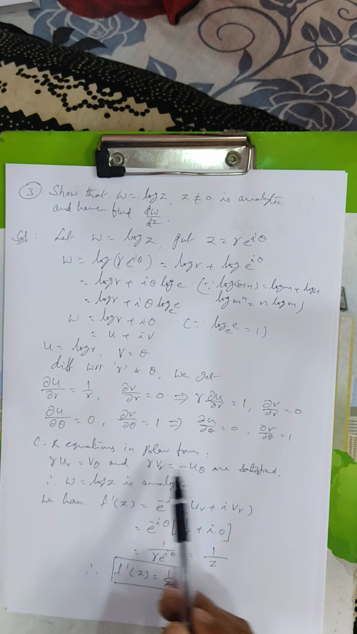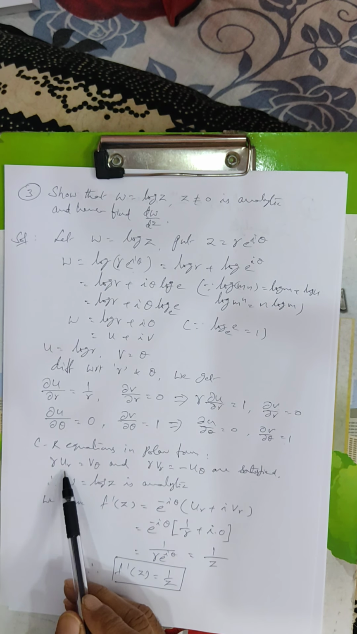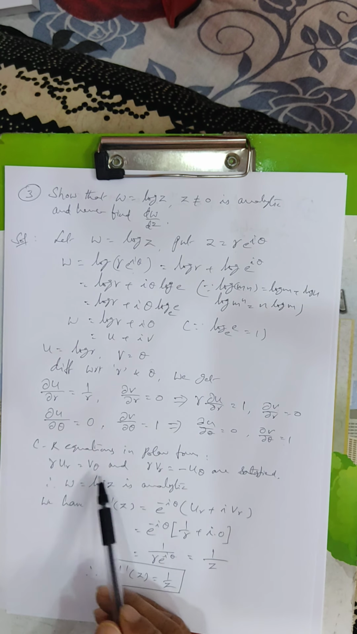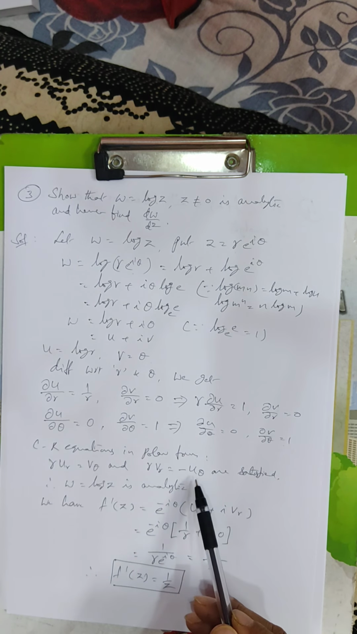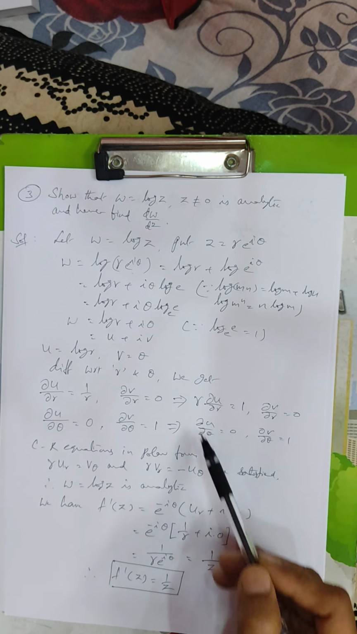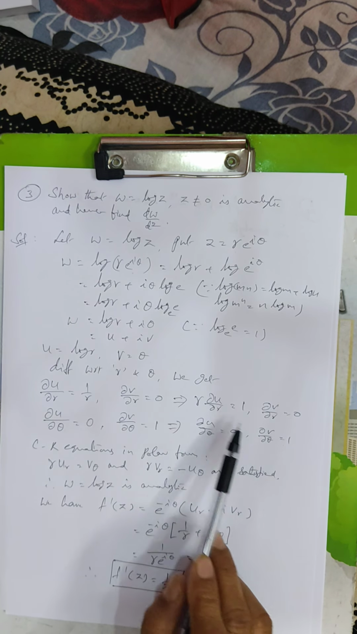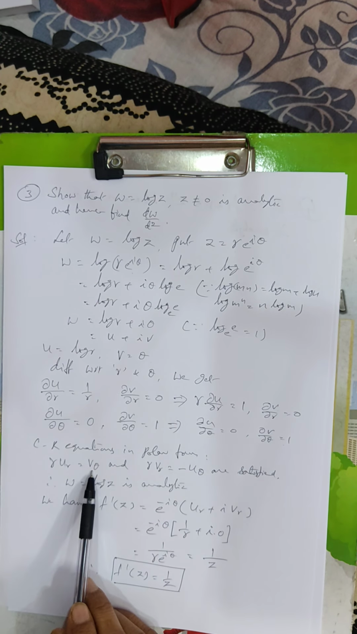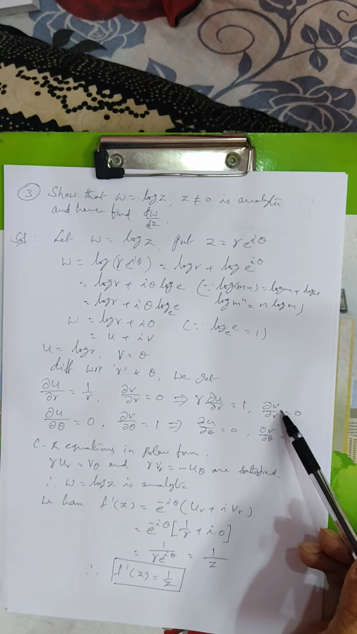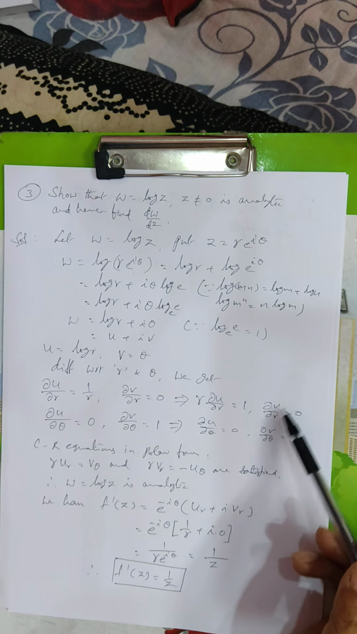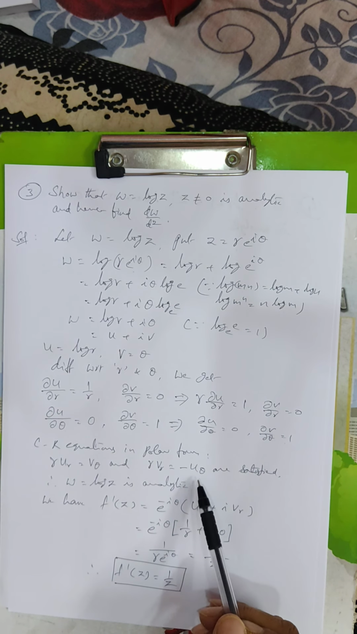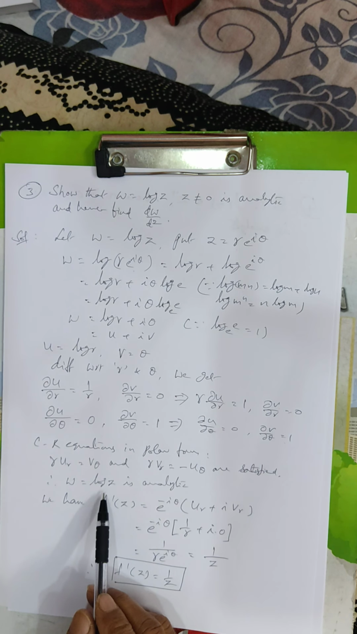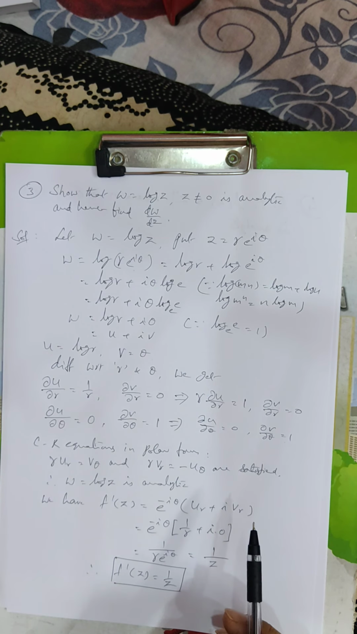And we know the CR equations in polar form: r into dou u by dou r is equal to dou v by dou theta, that is r u r is equal to v theta, and r v r is equal to minus u theta. You observe these partial derivatives: r u r is equal to v theta, that is 1 equals 1, and r v r is equal to minus u theta, both are 0 here. So the CR equations are satisfied. Therefore the given function w is equal to log z is analytic.